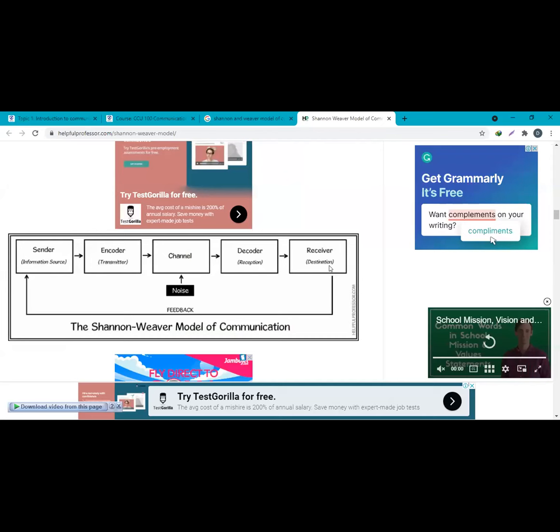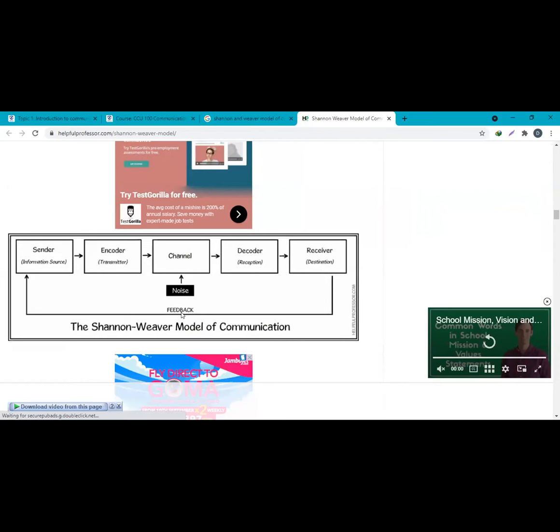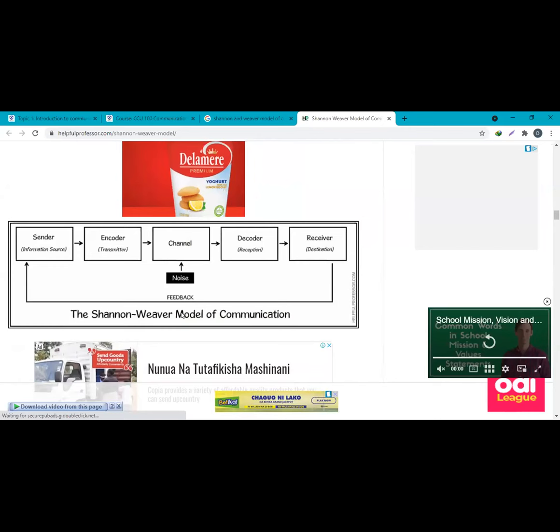Like, for example, you can receive a message from your friend. The reaction that you're going to give is what we call feedback. You might give feedback by keeping quiet. You can give feedback by writing back. Maybe somebody is telling you hi, then you respond by hi, who are you? Something like that. That is feedback.